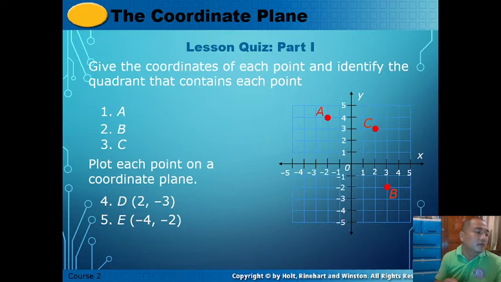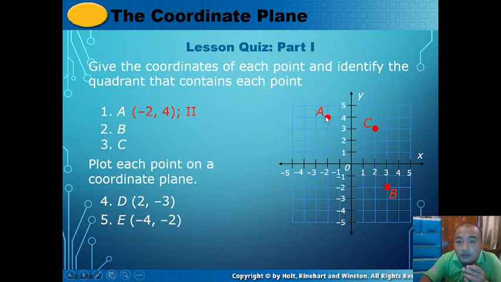Okay, time's up. Number 1, point A. Negative 2, 4. It's in quadrant 2. Did you get it? About B. 3, negative 2, quadrant 4. Correct? C, 2, 3, quadrant 1. Okay, I know you get the correct answer.